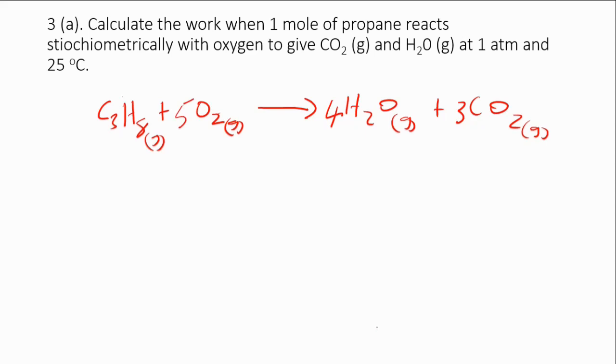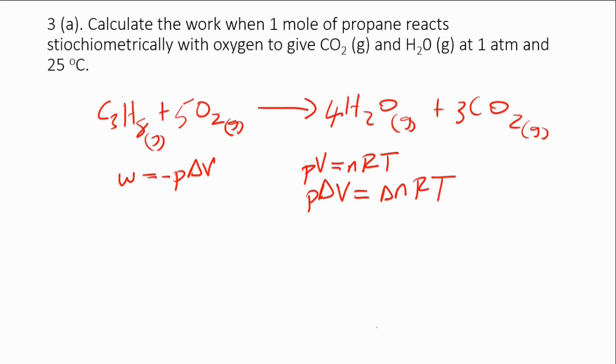So we're supposed to calculate the work done when 1 mole of propane reacts stoichiometrically with oxygen to give carbon dioxide and steam at 1 atmosphere and 25 degrees Celsius. You're probably wondering, how can I calculate the work if work is given by minus P delta V? That is a little bit of a challenge, not an insurmountable challenge. You could still calculate the volume change by assuming ideal gas conditions, but there's an easier way. Remember this: PV is equal to nRT. So P delta V must be equal to delta n R T. R is a constant and T is a constant given to us as 25 degrees Celsius. So you could use this formula.